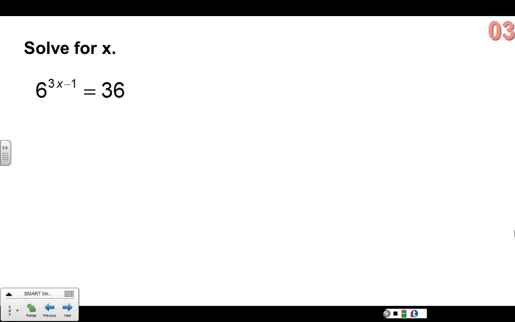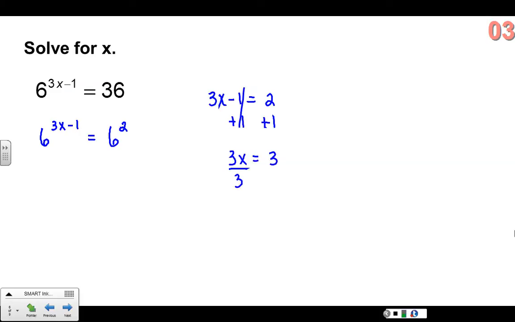Six to the power of 3x minus 1 equals 36. So 6 to the 3x minus 1 equals 36 to be written as a power of 6. So 6 to the 2nd power. Therefore, my equation, since the bases are equal, will be 3x minus 1 equal to 2. To solve that equation, I'll just add 1 to both sides. 3x equals 3, divide by 3. So the solution is x equal to 1.